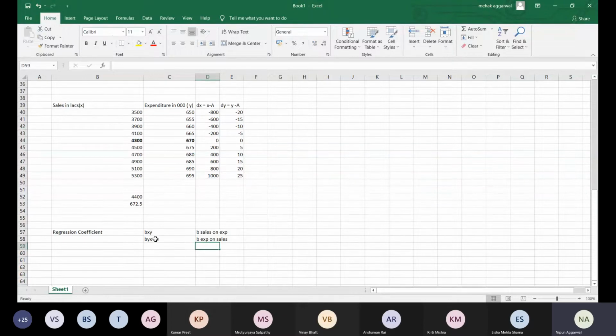But in case of r, RXY or RYX is one and the same thing. So either you can calculate RXY or you can calculate RYX. They both are talking of the same thing because they're only talking of the relation between the two variables, because there is no cause and effect. But in case of regression, there is cause and effect also, and BXY shows the effect of y on x and BYX shows the effect of x on y.